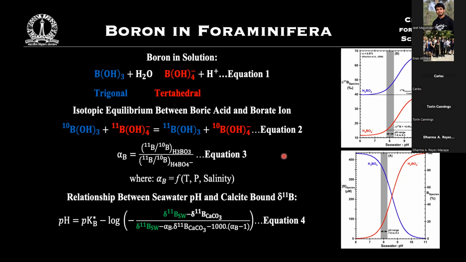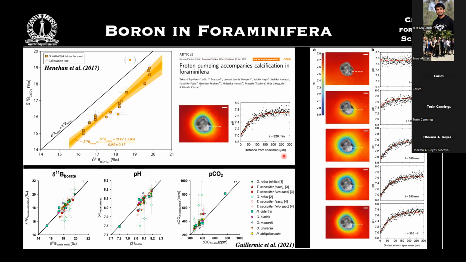Moving on, for any species-specific approach, we need calibration. On the left, I have Michael Henehan's 2017 work on Orbulina universa, where the one-to-one line between delta-11 boron of calcium carbonate and delta-11 boron of the borate ion in the solution is given by the black line. But the cultured samples fall parallel to that black line, slightly offset. There can be a multitude of reasons for this offset, because each foraminifera calcifies at a different rate, and depending on the size fraction, the growth rate is different.